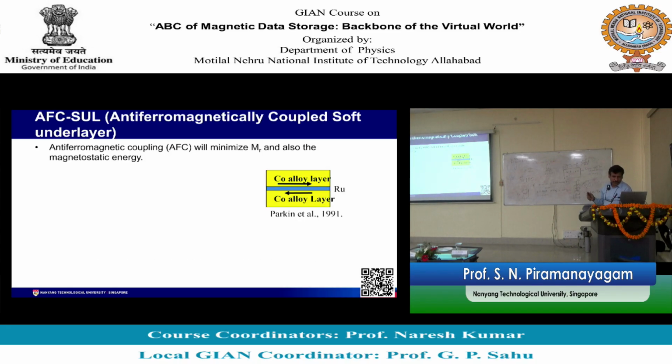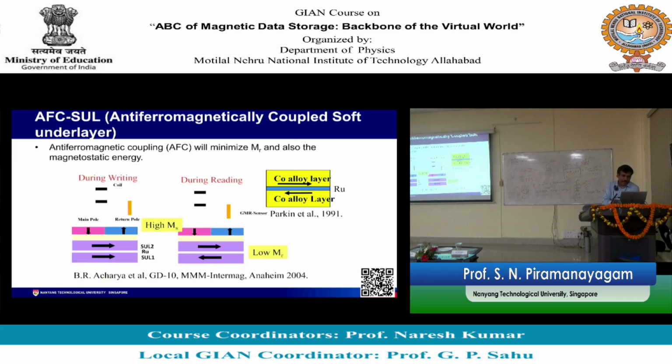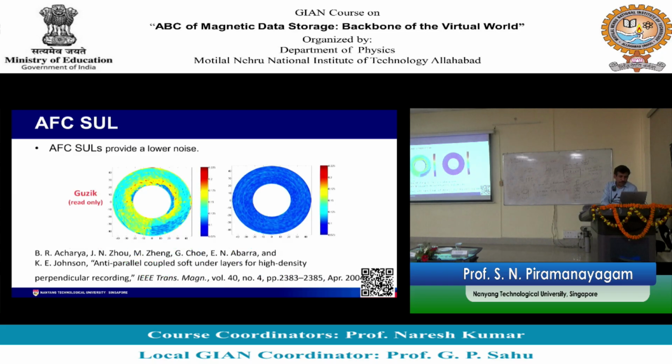Okay, so this is one approach we can solve the problem. Then another approach, maybe I will not go through this in detail because this needs more discussion, is basically splitting the soft underlayer into 2 layers and inserting a thin ruthenium layer in between. If you do that, the magnetization of the 2 layers will point in opposite directions. So, this is another way. We call this synthetic antiferromagnetism, or antiferromagnetically coupled soft underlayer. This was another approach through which people reduced the noise.